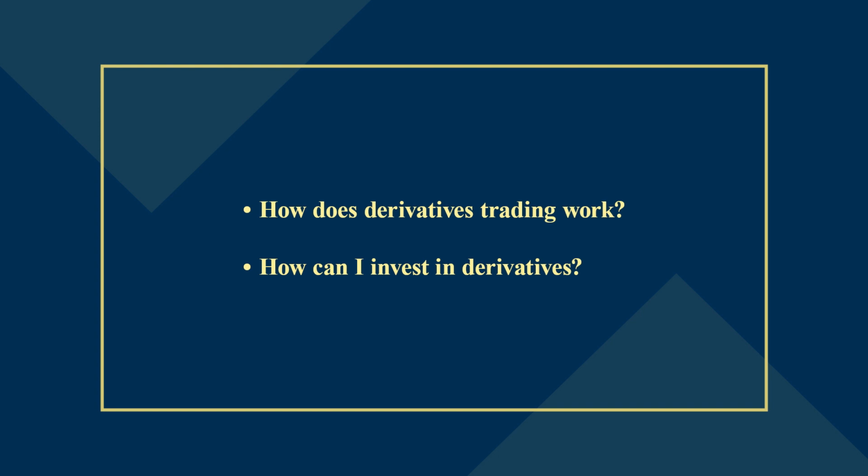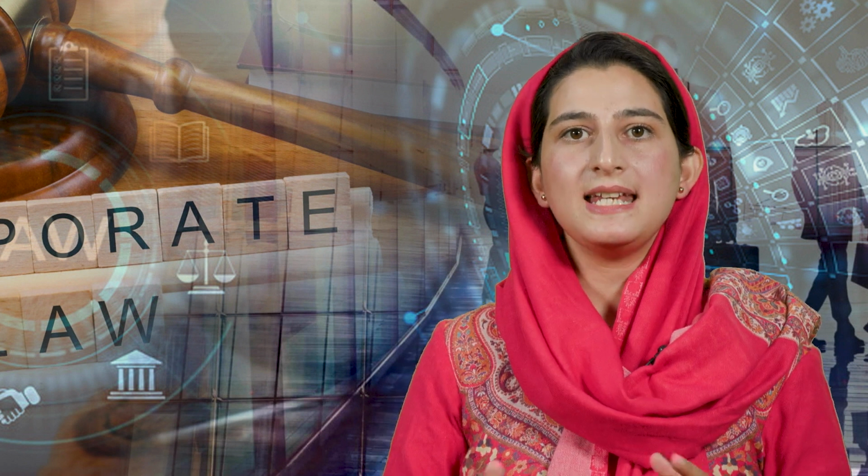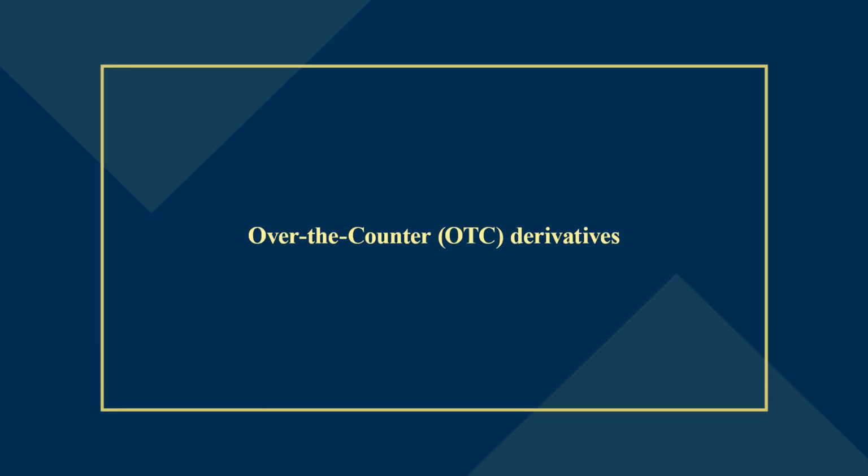Now the question arises that how does derivative trading work and how can I invest in derivatives? Some derivatives are traded on exchanges just like stocks. These can be bought and sold through your regular brokerage account if you have enrolled for derivatives investment. But most derivatives are traded directly between two parties, usually financial institutions like banks, with the contract terms mutually agreed between the two parties. These are called over-the-counter or OTC derivatives.